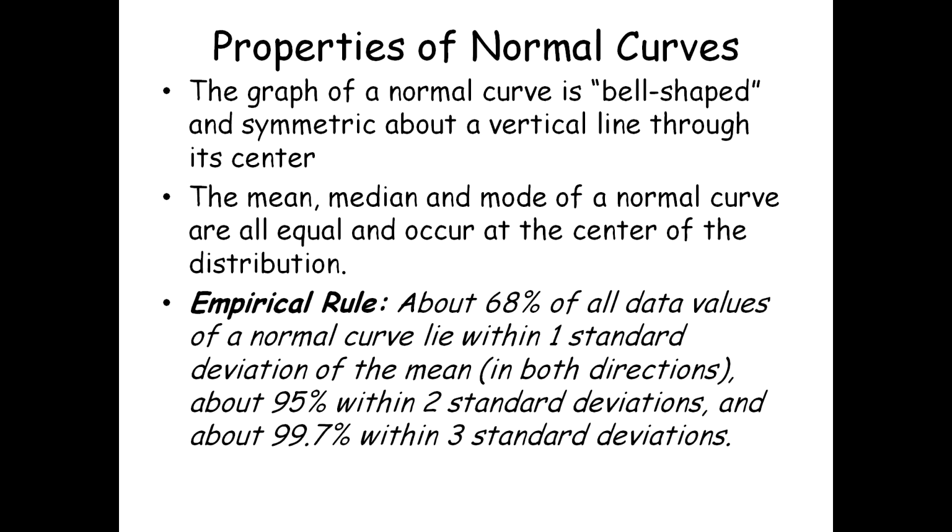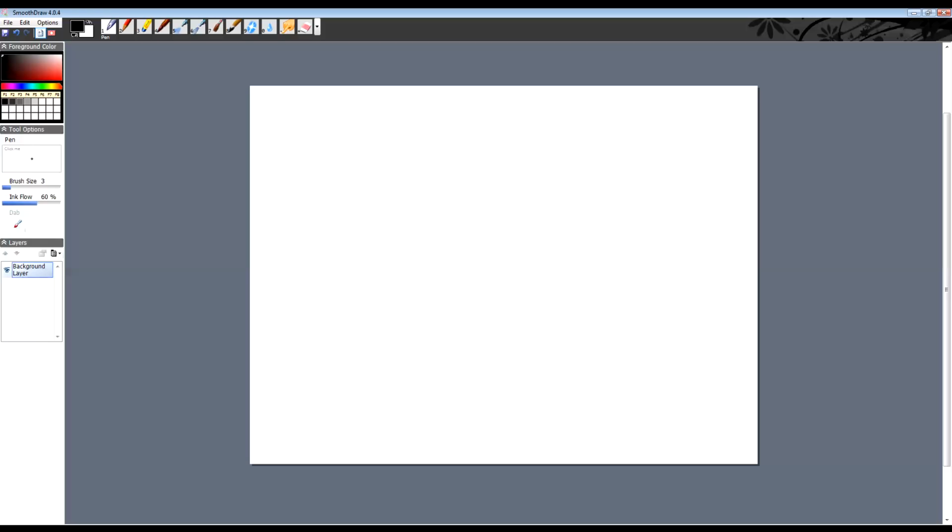Now, there is something called the empirical rule that has to do with the normal curve, and the empirical rule is in the box on page 670. It tells us that about 68% of all data values of a normal curve lie within 1 standard deviation of the mean in both directions, about 95% within 2 standard deviations, about 99.7% within 3 standard deviations. What this looks like, if I can draw it for you, something like this.